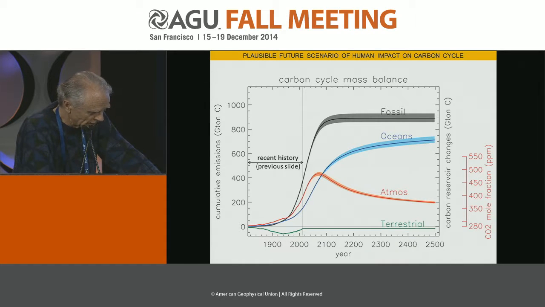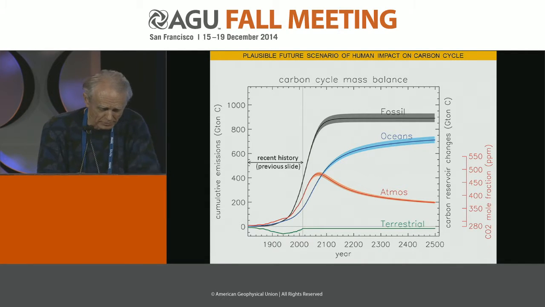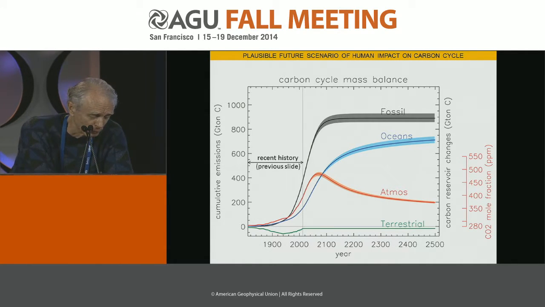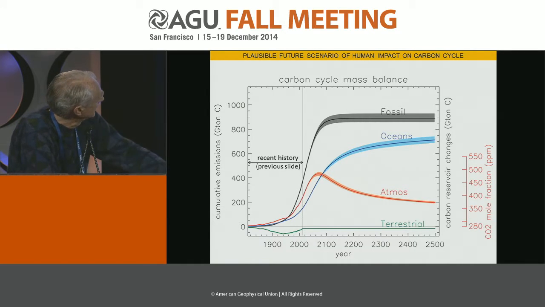Then I take this model into the future, and I claim that CO2 in the future will be primarily determined by what we humans emit. And I'm assuming here that the total cumulative emissions will be, in the end, 900 billion tons of carbon. Now we have emitted about 400 billion tons of carbon, so we are almost at the halfway point.